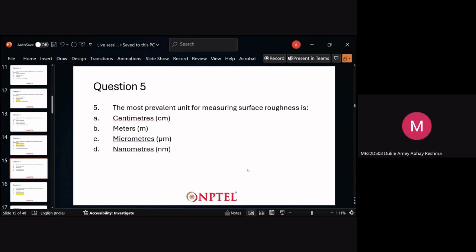So the fifth question: which is the most prevalent unit for measuring surface roughness? Is it centimeters, meters, micrometers, or nanometers? So the answer here is nanometers.